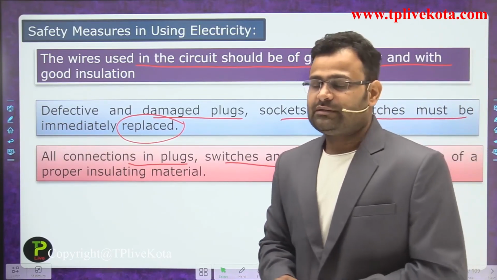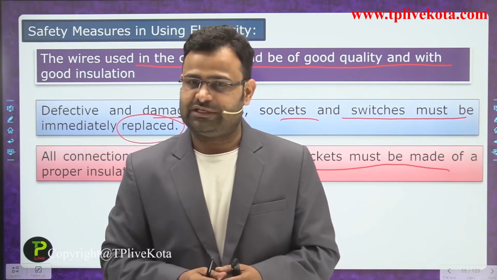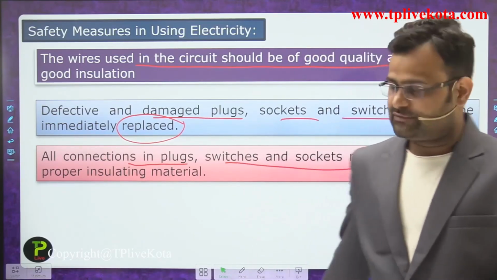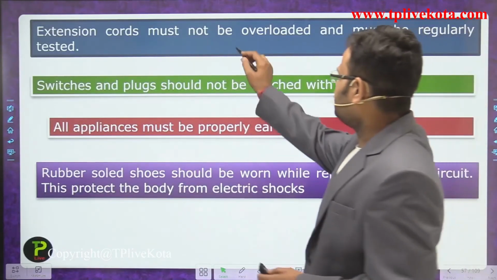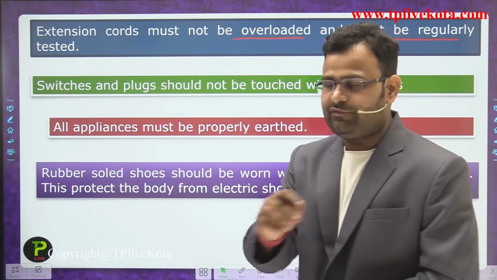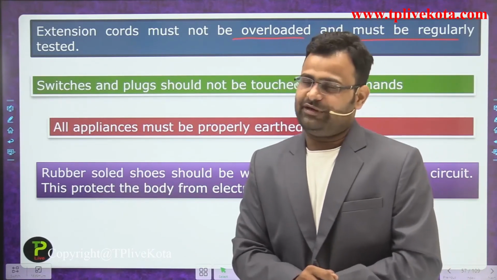All connections in plugs, switches and sockets must be made of proper insulating material. Most of the time we connect a wire directly into a switch or socket. Don't do that; use a proper plug for the wires. Extension cords must not be overloaded and must be regularly tested. If any wire is used, overloading must be checked every time.